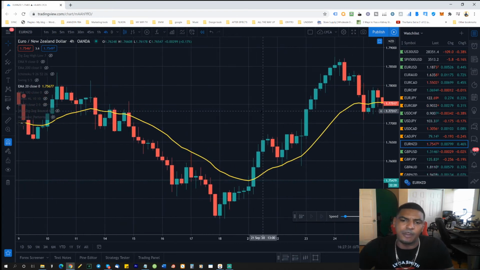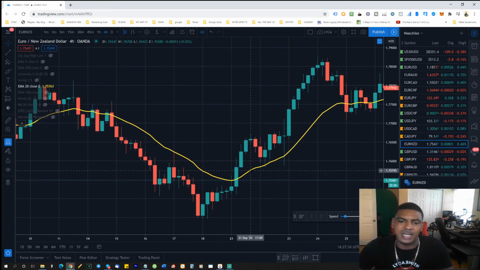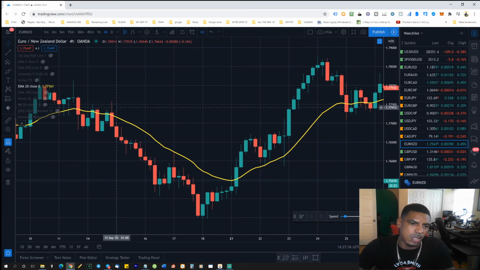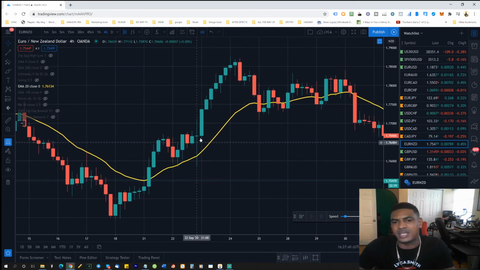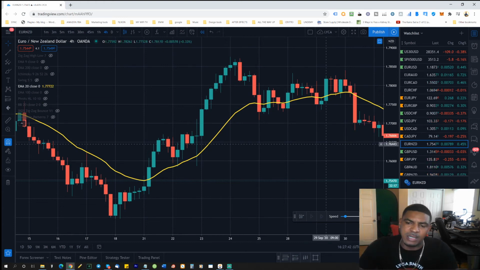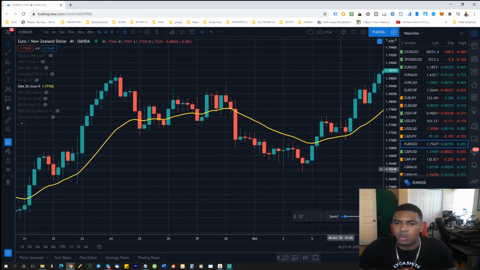There are a couple different popular moving averages that people like to look at. I like to use the 20, I use the 100, I use the 200. It really depends on what Forex pair that I'm going to trade, and that's going to determine how I'm going to use the moving averages.